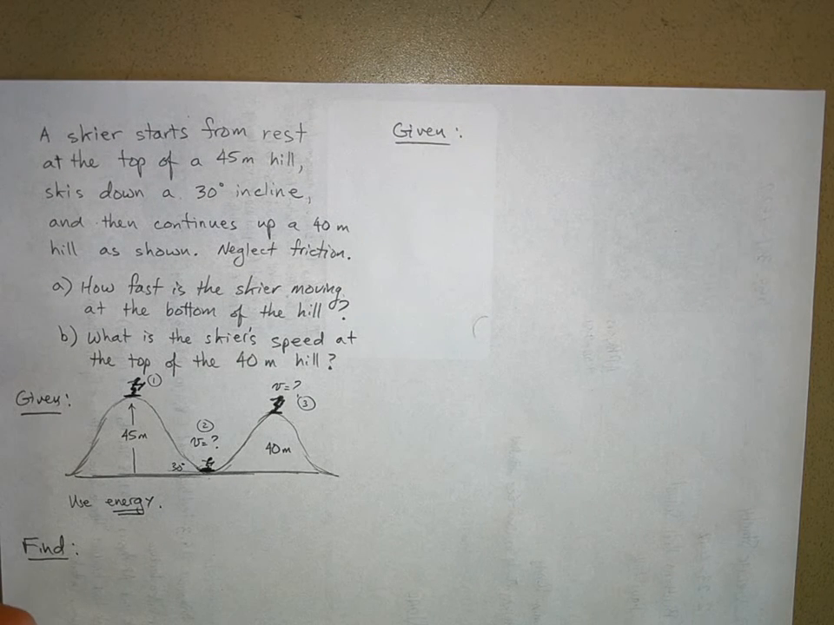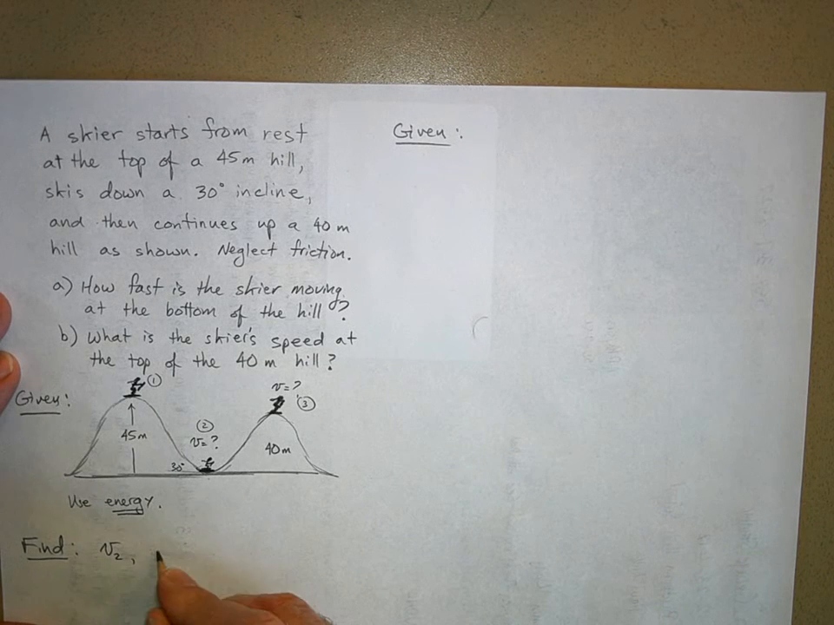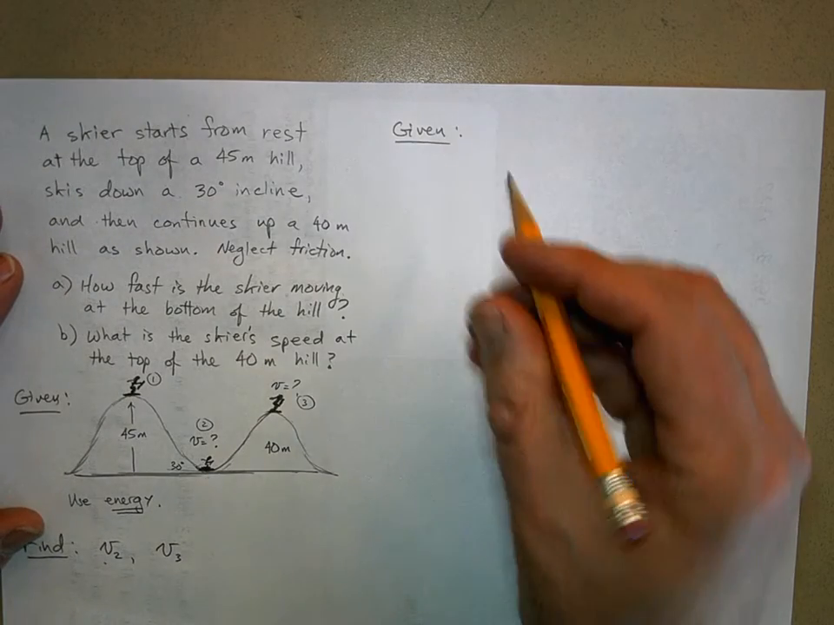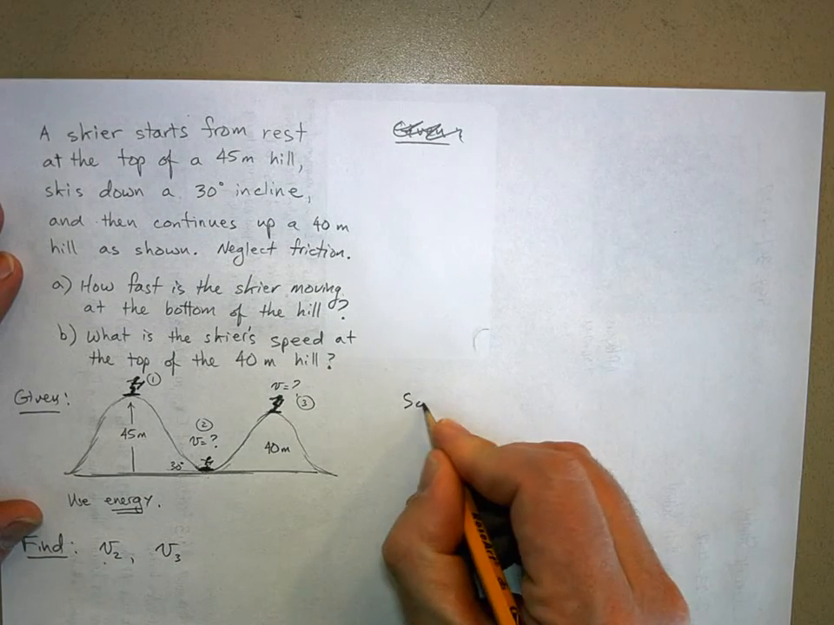Okay. So we want to find the velocity at position 2 and the velocity at position 3. So that's what we're trying to find. That's for A and this is for B. So let's solve it. I guess we'll solve it over here.